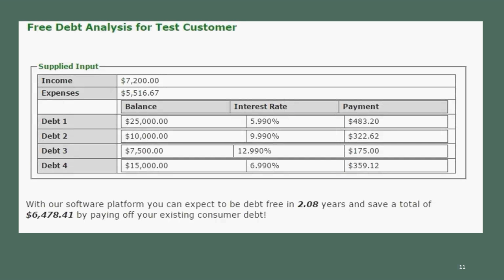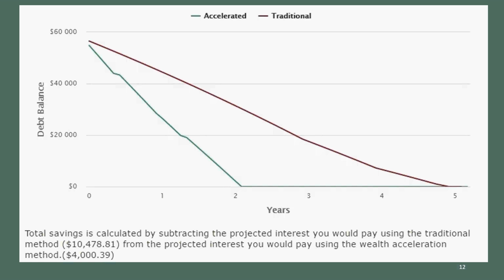You see, the software helps people to identify which debts they should be attacking in which order. It uses sophisticated calculations and algorithms to assist people in looking at their income, looking at their expenses, looking at the difference between that, which is their discretionary income, and the best way to apply it.